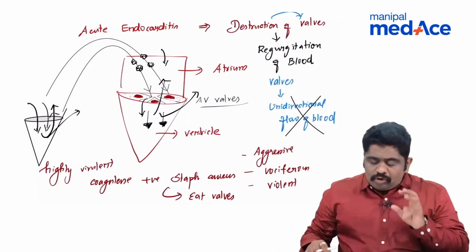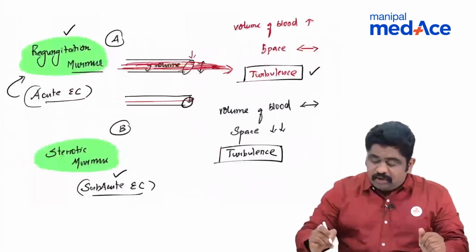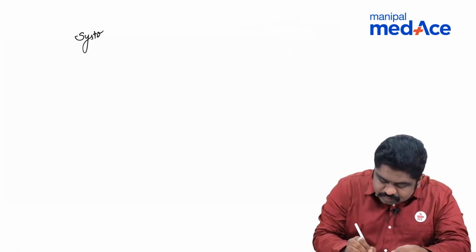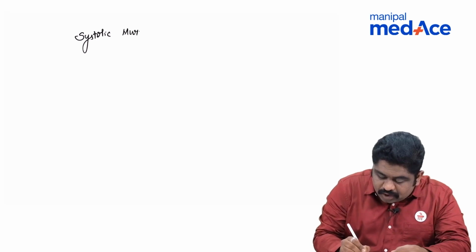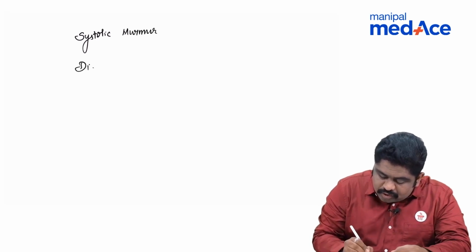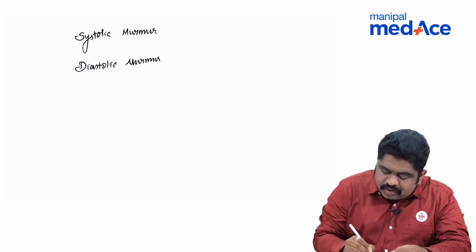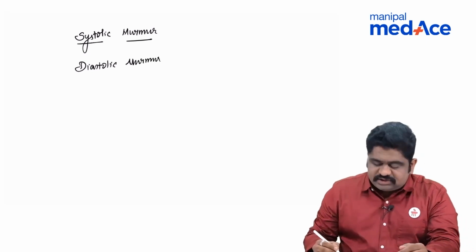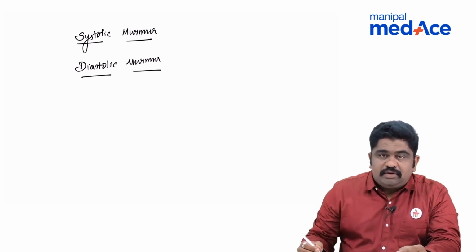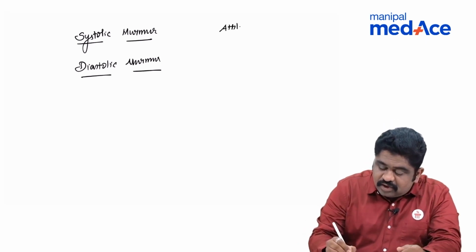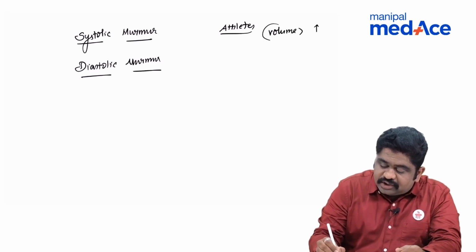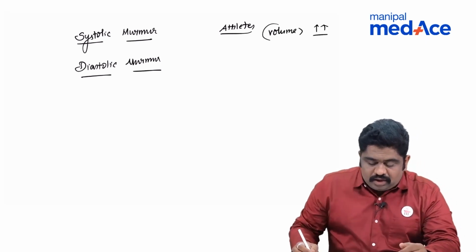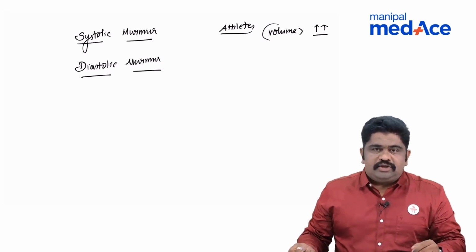Now, you also will have one quality of murmur that can make a difference. See, you may have systolic murmur, you may have diastolic murmur. Remember, the most common murmurs are systolic murmurs, and the most common systolic murmurs can be found in case of athletes where the volume of blood pumped across the heart is generally higher. Now let's look at how you can identify whether it is systolic murmur or diastolic murmur.